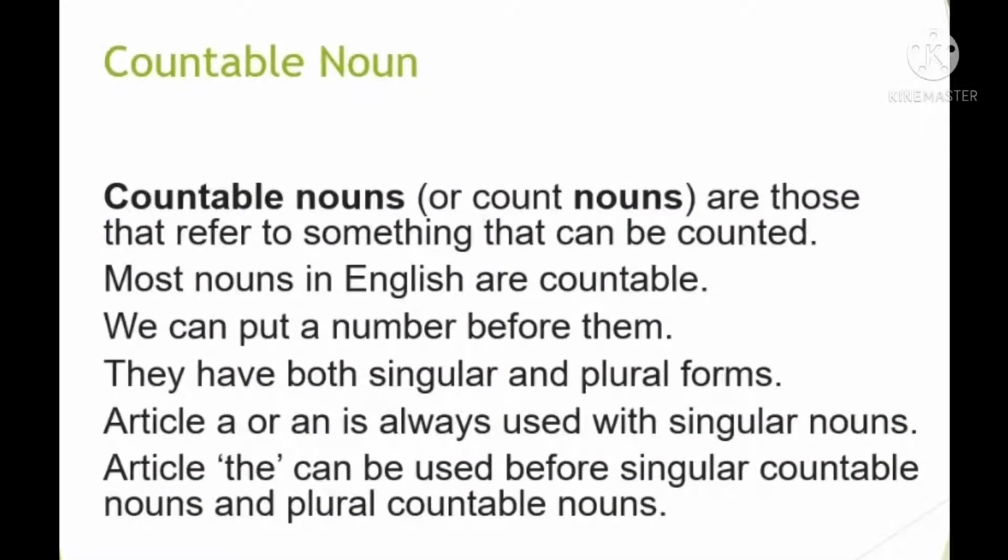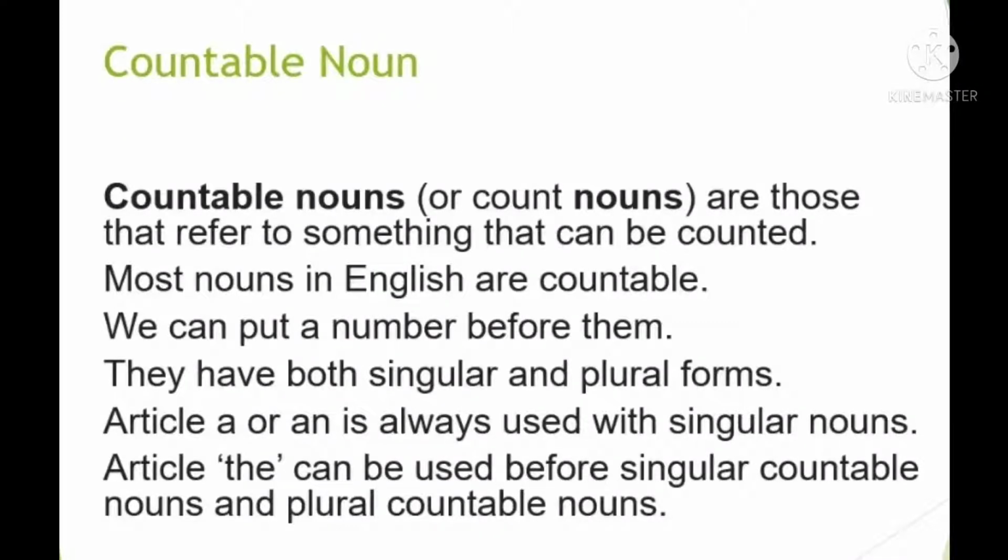Let us learn countable nouns in detail. Countable nouns or count nouns are those that refer to something that can be counted. So children, when we can count something, then we call it countable. When we can count the number of nouns, that is a countable noun. Most nouns in English are countable. We can put a number before them. So when we can count something in numbers, then we call it a countable noun. They have both singular and plural forms.